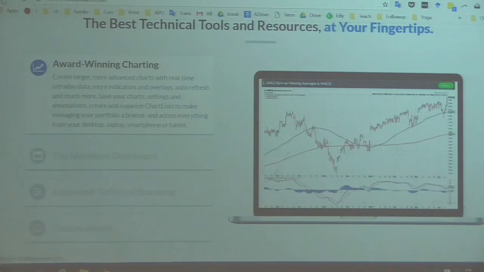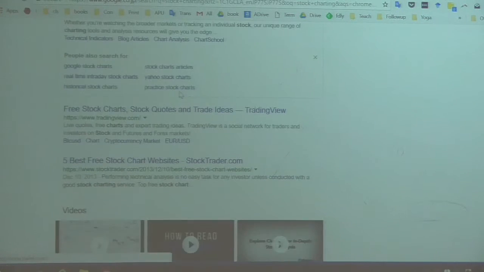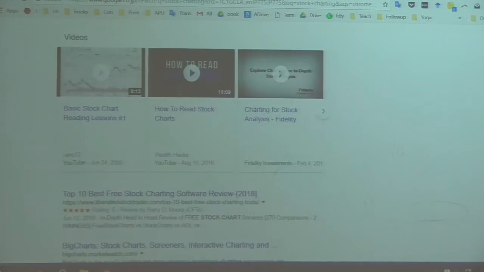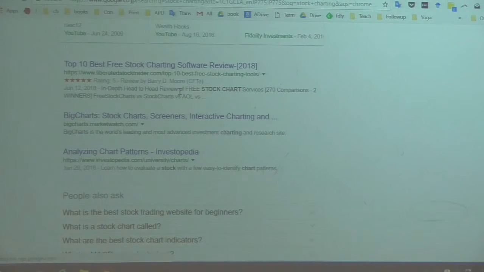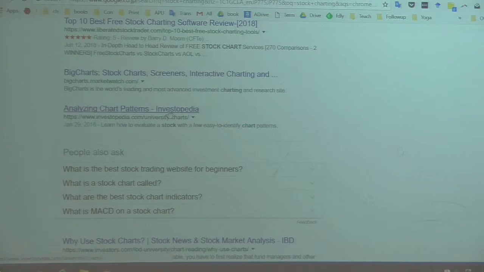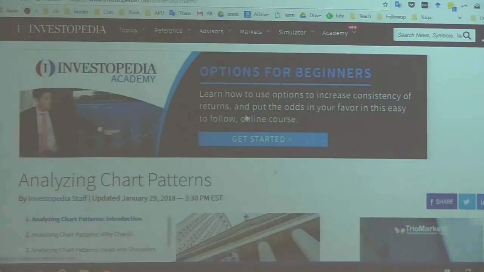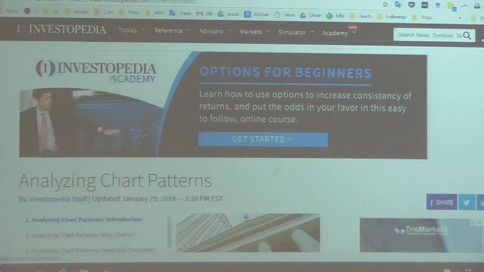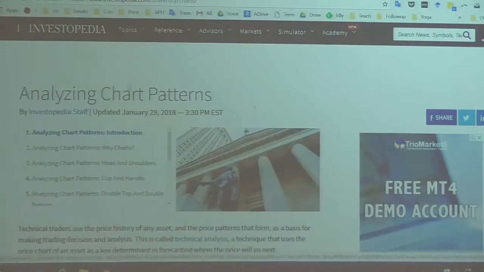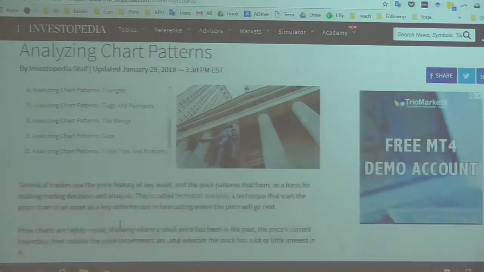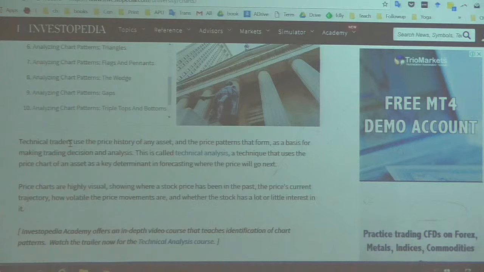So do they show us what you can do? Well, let's find something like a Wikipedia. Investopedia. Here, this is a reliable site. They have so much good information, not just about stocks, but all kinds of statistics and stuff like that. Okay, so technical traders.